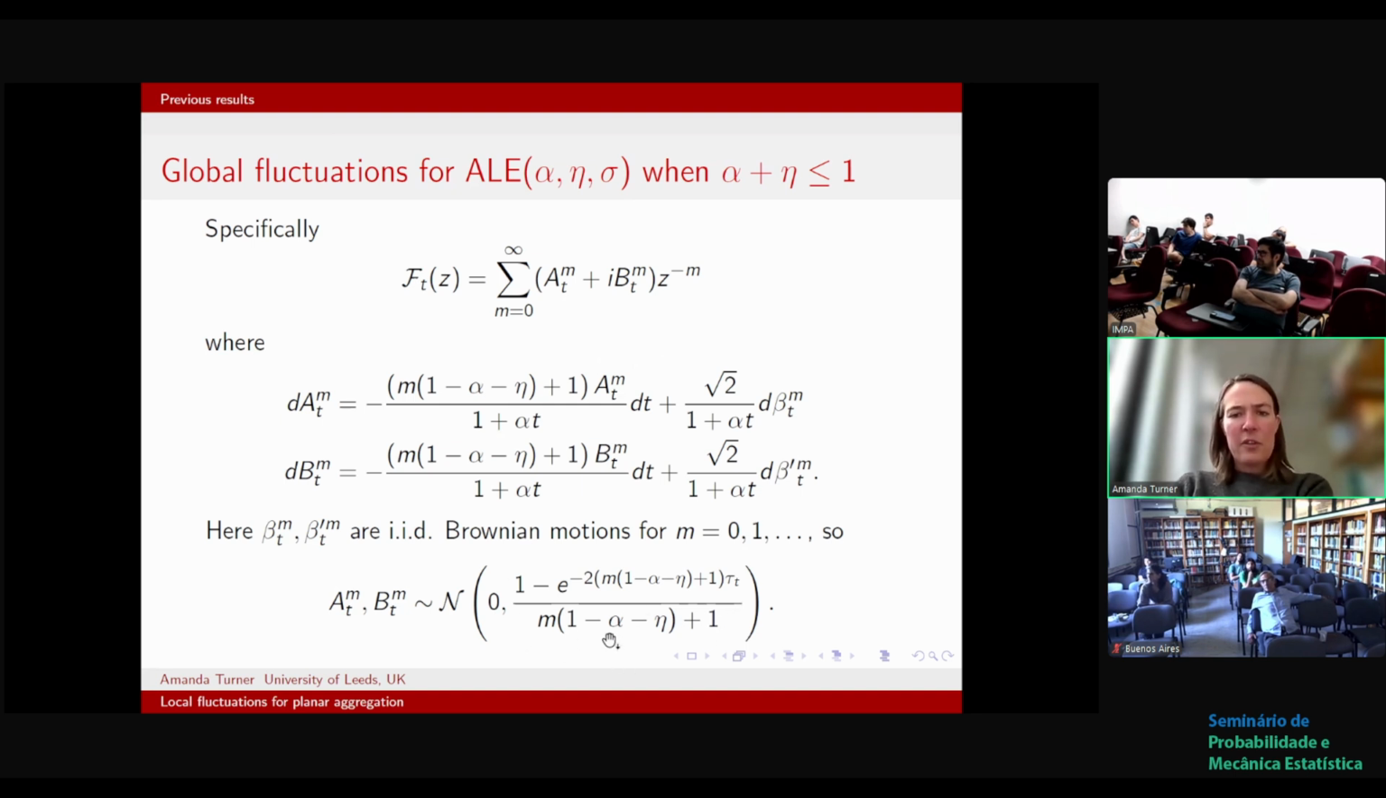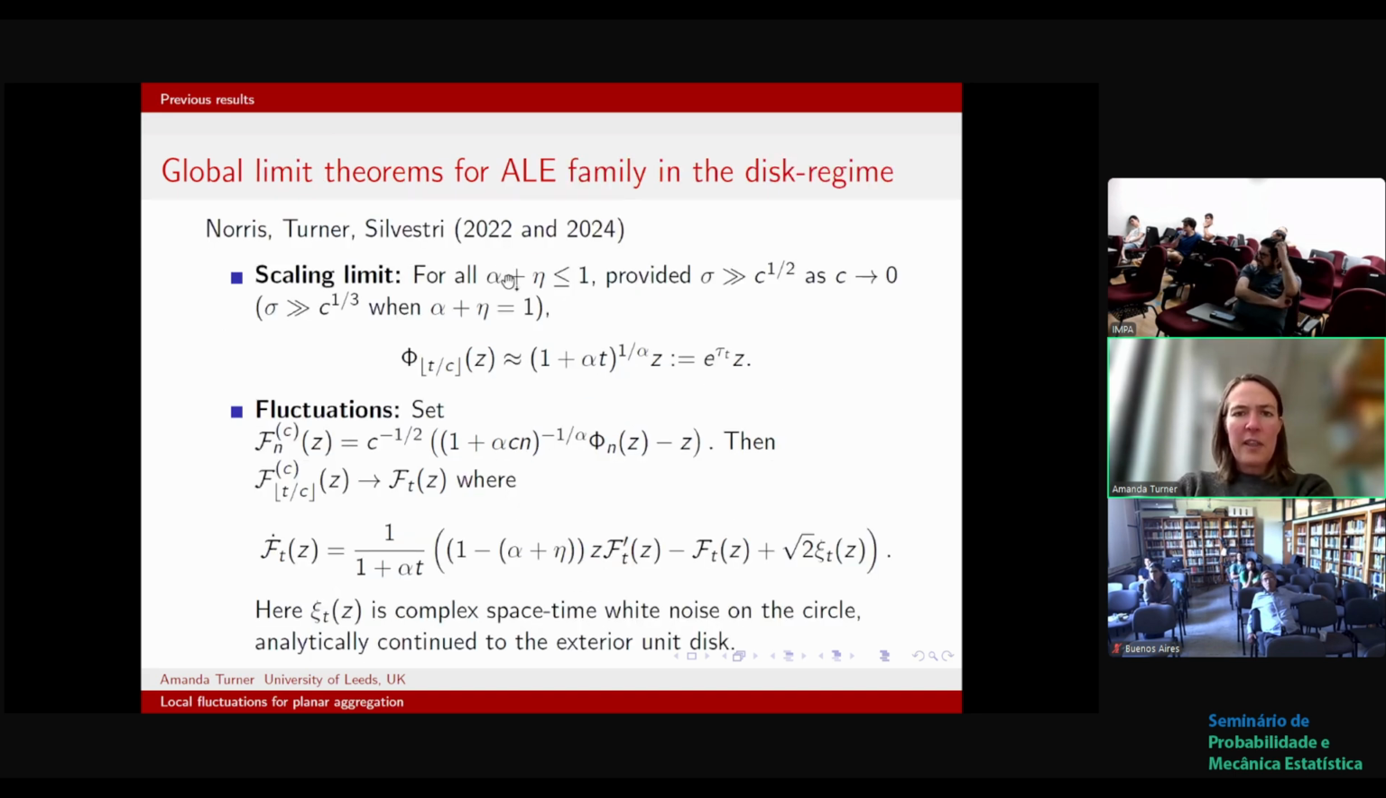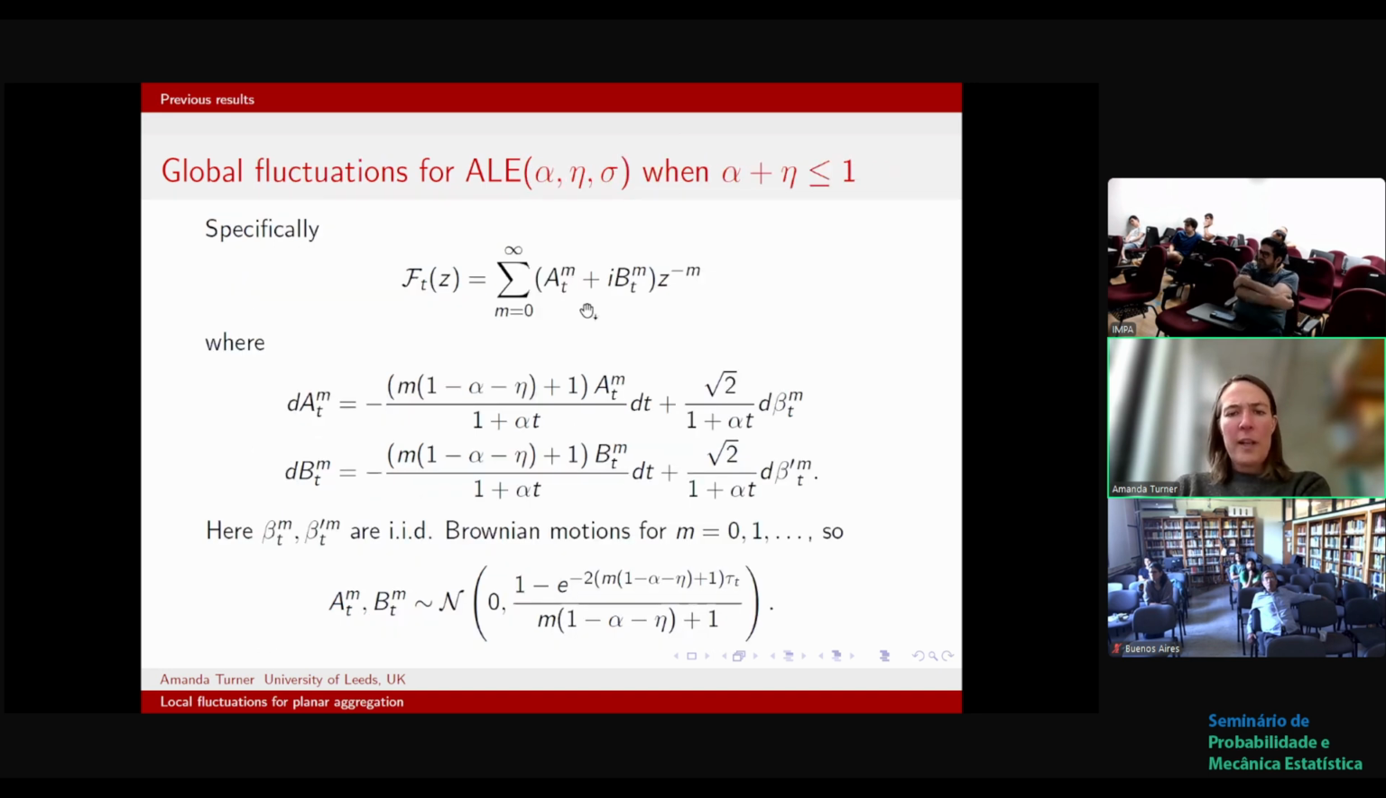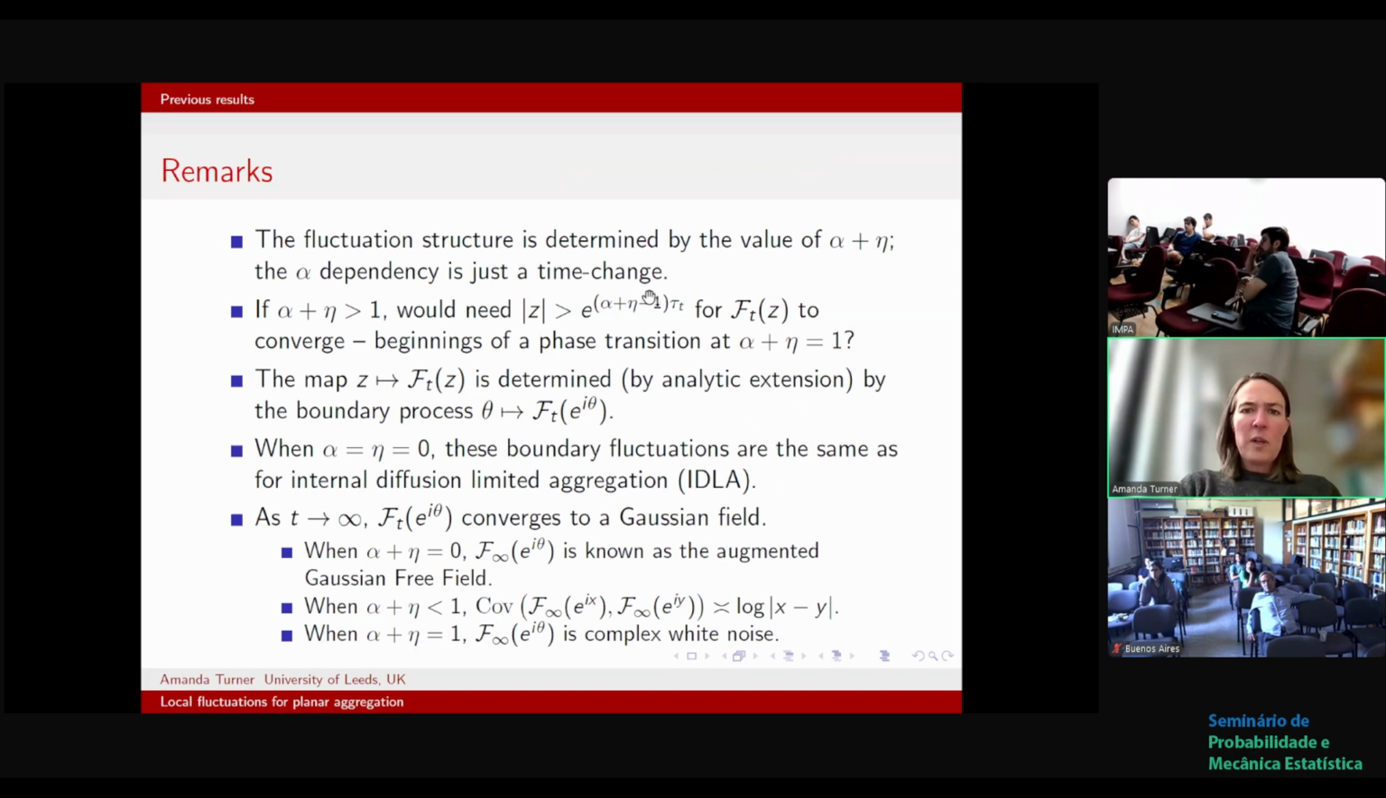What's interesting about this value is that we had this assumption that alpha plus eta was less than or equal to 1. What happens if alpha plus eta is bigger than 1? Well, this doesn't make sense anymore. These coefficients start to explode. If alpha plus eta is less than 1, these coefficients are all bounded. If alpha plus eta is bigger than 1, then these coefficients start to explode as n gets large, and that means that this field doesn't actually have a convergent value unless mod z is taken sufficiently large as well. So if alpha plus eta is strictly bigger than 1, we would need to take mod z strictly bigger than a particular value for FTZ to converge.